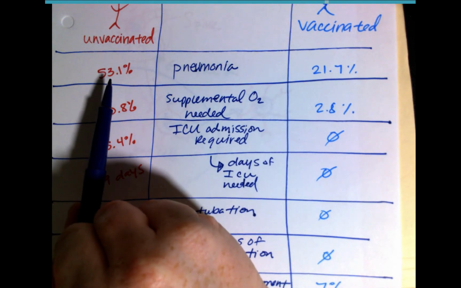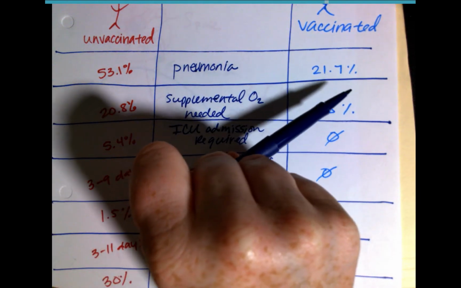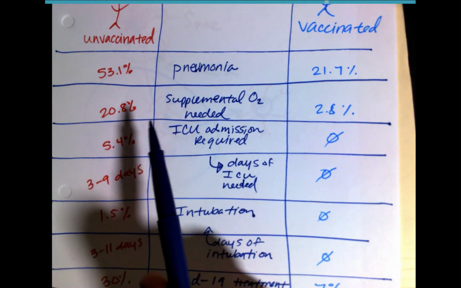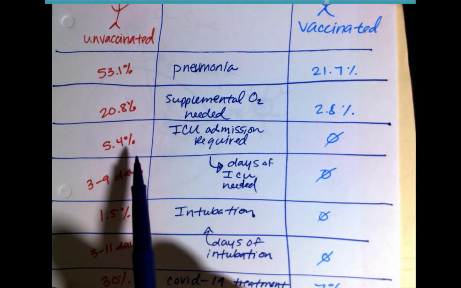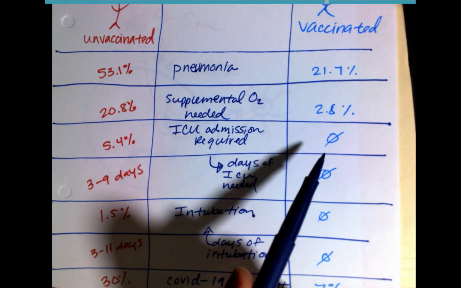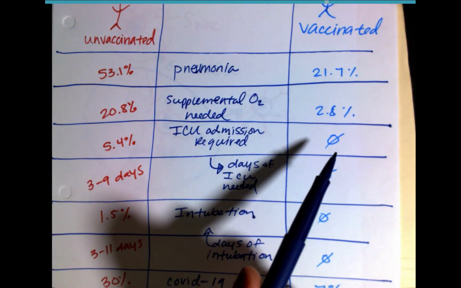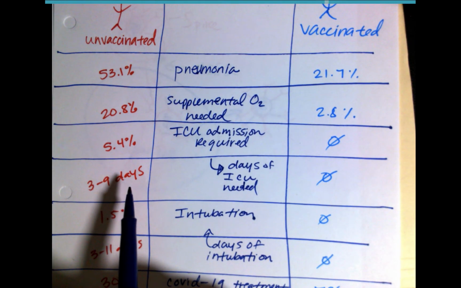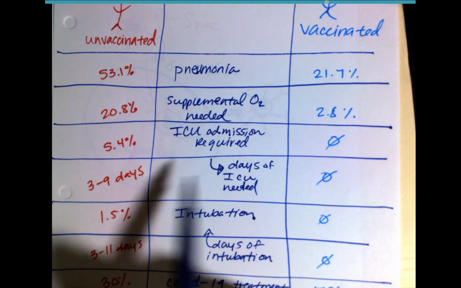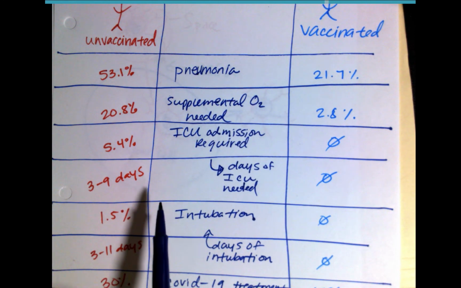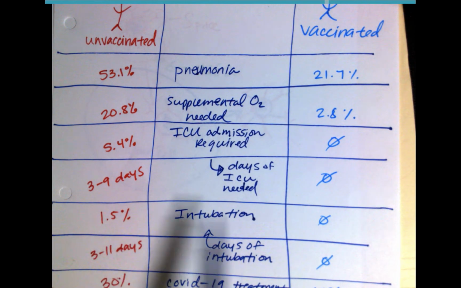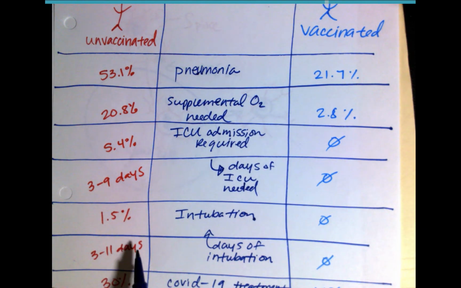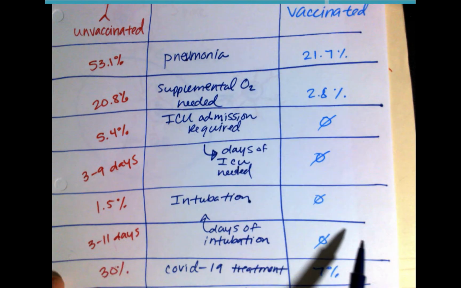You have your unvaccinated with pneumonia and your vaccinated with pneumonia. Okay. Supplemental O2, 21 versus 3. You got 5.4% for ICU, 0% needed for ICU for this study. So here, for how long were they in the ICU? 3 to 9 days. How long? Well, 0. Intubation, 1.5%, and 0. Here, 3 to 11 days of intubation, 0.